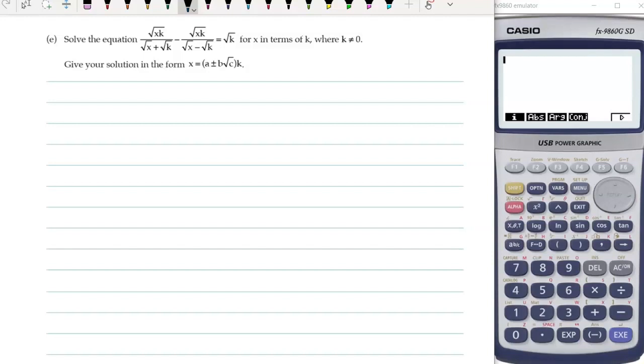Okay, for E, let's start by putting this left-hand side all over a common denominator. So that's got to go under root x plus root k times root x minus root k. It will be equal to root k. Now let's see what happens to the top. So on the left, we've got to do root xk multiplied by the subtraction one that's on the bottom, and then minus this one here needs to be multiplied by this one here, just by putting it over that common denominator.